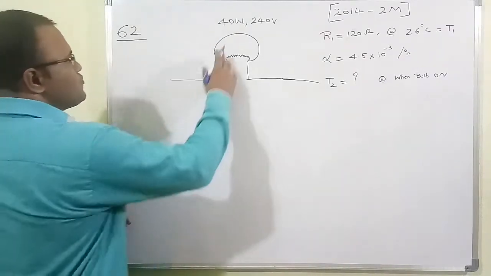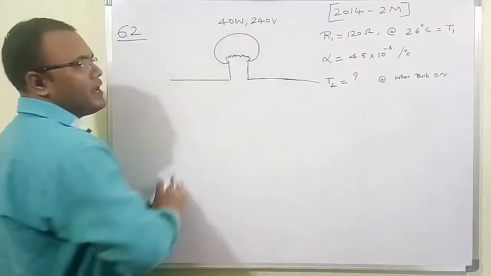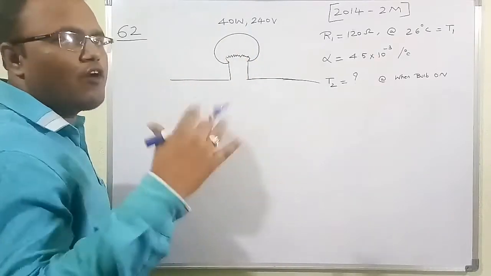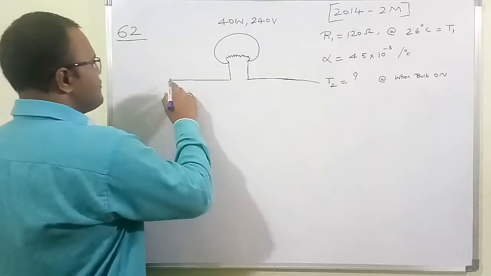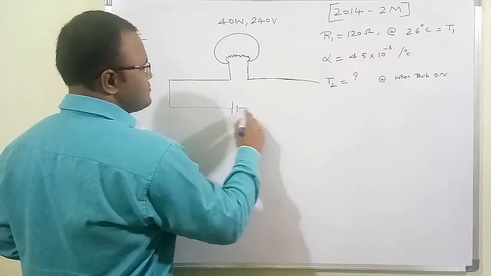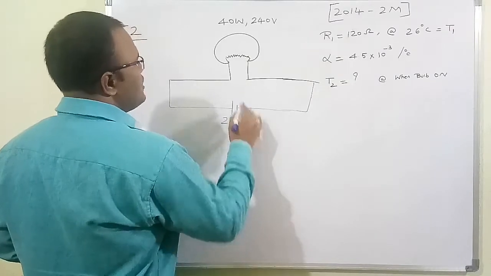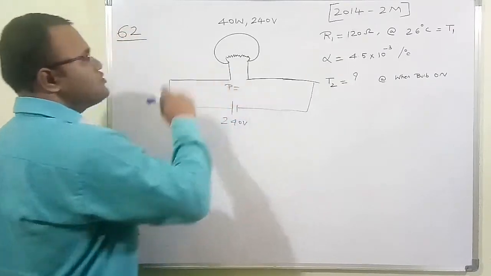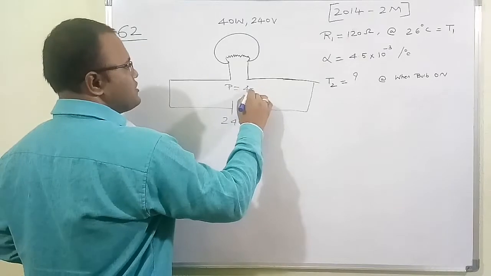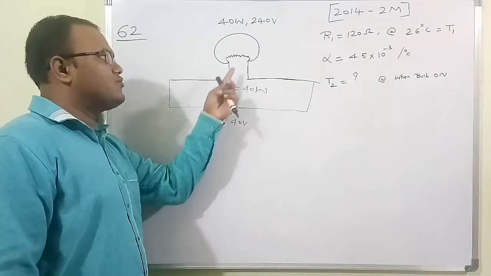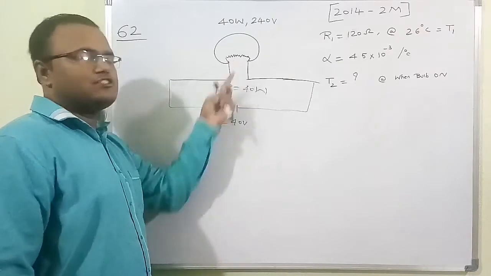So let's get started. See here, the resistance R1 is 120 ohm at a temperature of 26 degrees centigrade. Suppose we give a 240 volt supply and the bulb is going to dissipate a power of 40 watt when the bulb is on. So at this on condition, I need to find the resistance of this bulb.